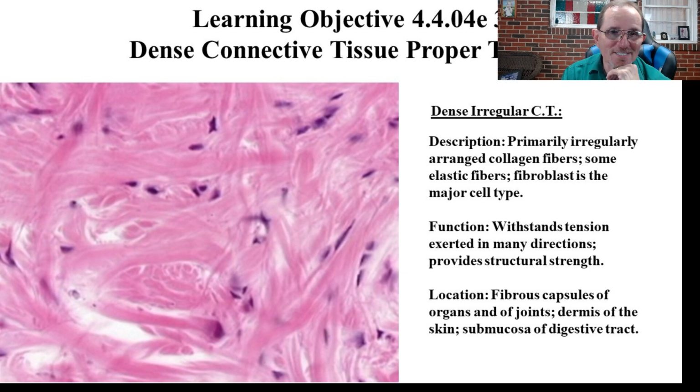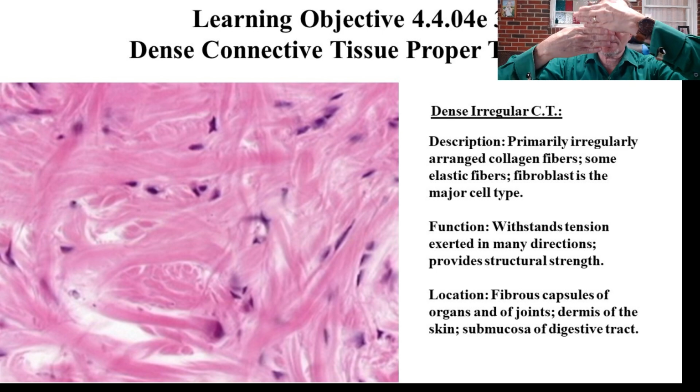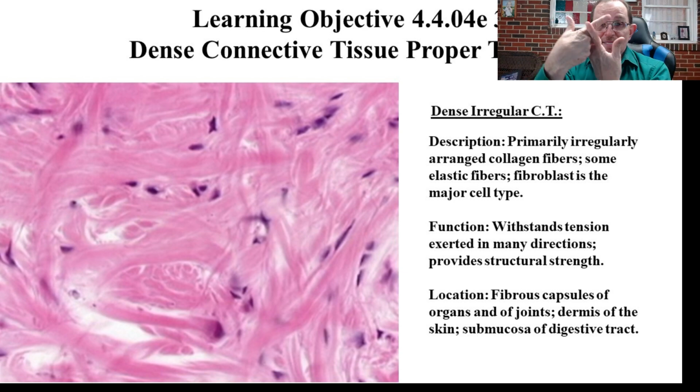Okay, so here is dense irregular. You see the fibroblast. These guys are going to have those same collagen fibers, except instead of running like this, these guys are going to run in every conceivable direction. And that means that this guy has strength against pulling in every direction that you can think of. That's what anchors the top part of our skin and the areolar or loose connective tissue to the rest of the body. Very strong.